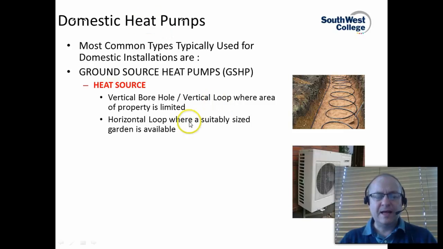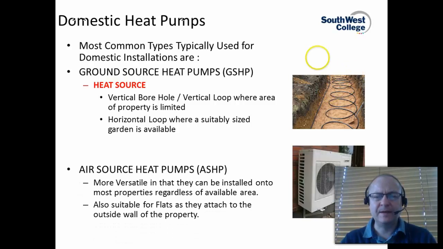Where there is suitable land or suitable sized garden available, the horizontal loop is the more cost effective option. And you can see in the top right hand side here, that's a typical type of horizontal loop that's placed in a shallow pit in the garden for a ground source heat pump in a domestic setting.